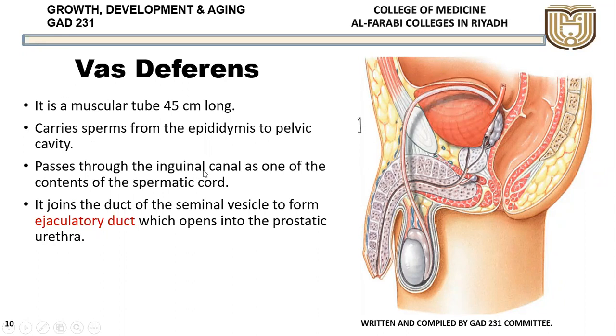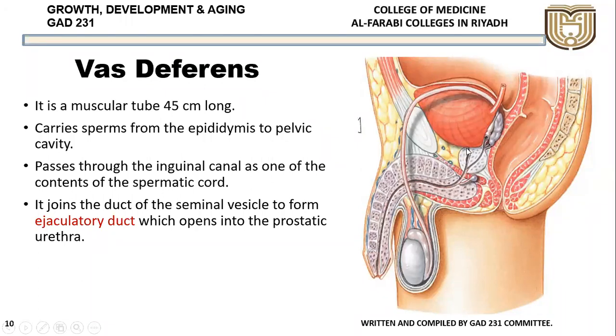Okay. It passes through the inguinal canal as one of the contents of the spermatic cord. It passes through a canal called the inguinal canal, very important. Okay, that you'll study again later. It joins the duct of the seminal vesicles to form the ejaculatory duct. Now, if you see here, this vas deferens will come here and join with the duct of the seminal vesicle. This is the seminal vesicle. So this is the vas deferens and this is the seminal vesicle joined together. Both these ducts joined together, and this duct is now called the ejaculatory duct, which will open into the urethra, the prostatic urethra.